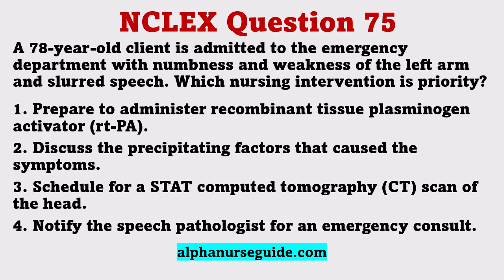A 78-year-old client is admitted to the emergency department with numbness and weakness of the left arm and slurred speech. Which nursing intervention is priority? 1. Prepare to administer recombinant tissue plasminogen activator. 2. Discuss the precipitating factors that cause the symptoms. 3. Schedule for a stat computed tomography scan of the head. 4.